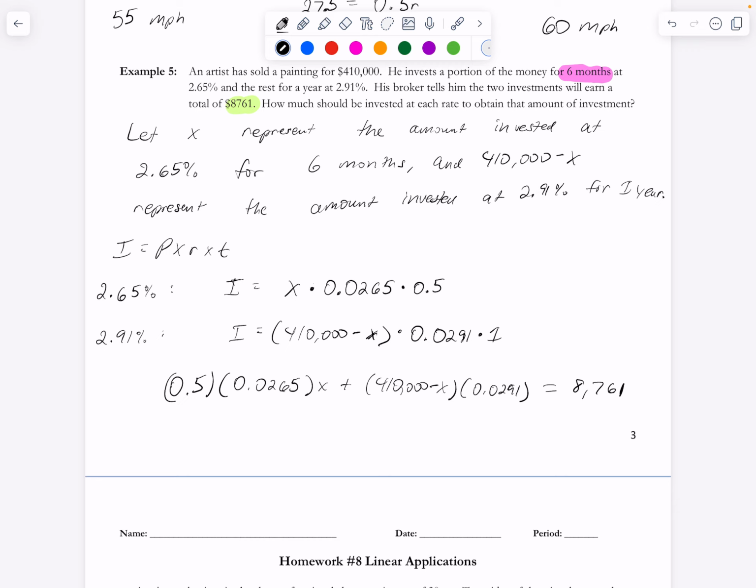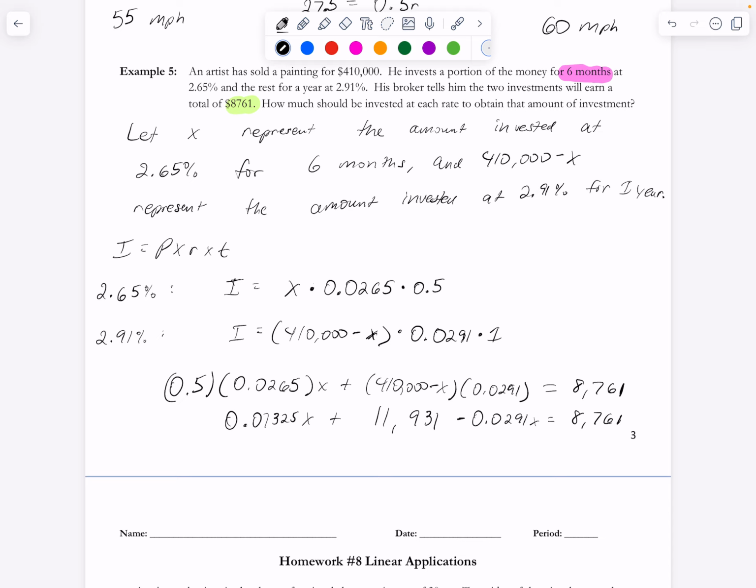So the first thing I'm going to do is multiply the 0.5 times the 0.0265. Oops, said it backwards. Fine. The 0.5 times 0.0265, which is 0.01325. So that's 0.01325X plus, do some multiplying here. I'm going to multiply that 410,000 times 0.0291, which is $11,931 minus 0.0291X, and leave the right side the same.